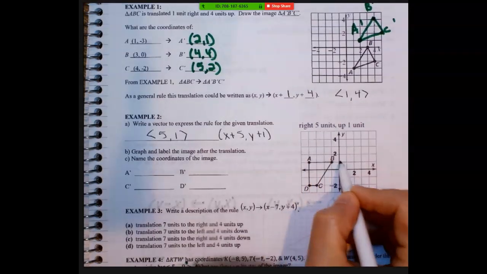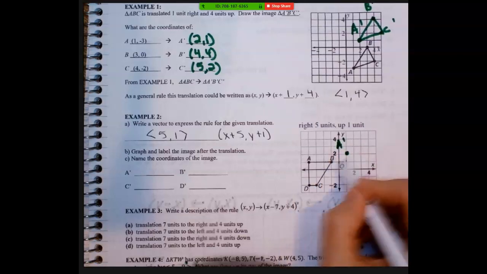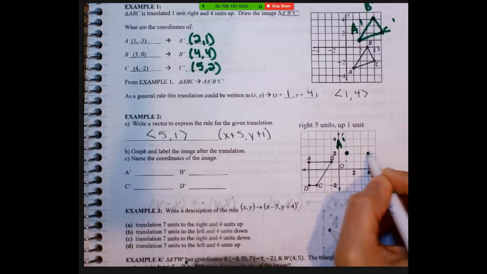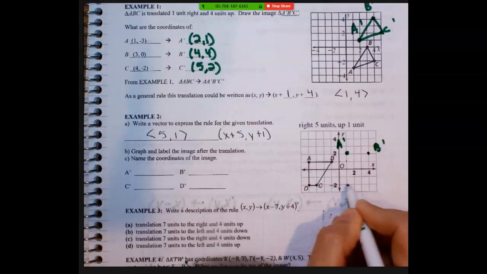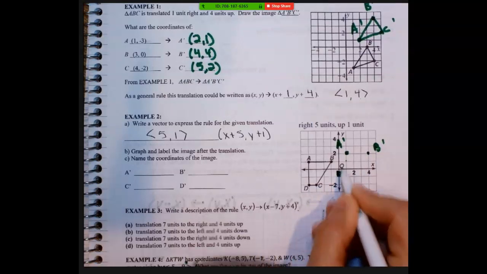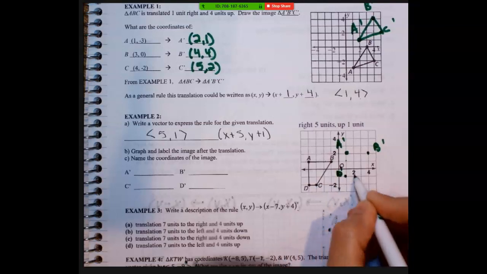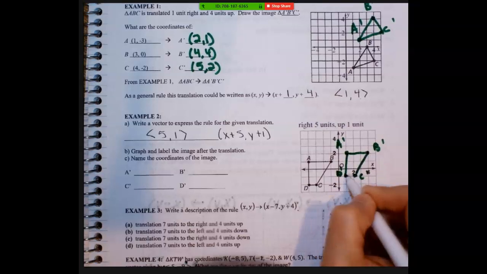1, 2, 3, 4, 5, up 1, and we can label that point A prime. 1, 2, 3, 4, 5, up 1, that is B prime. 1, 2, 3, 4, 5, up 1, D prime. 1, 2, 3, 4, 5, up 1, and C prime. And now we can go fill in those coordinates.